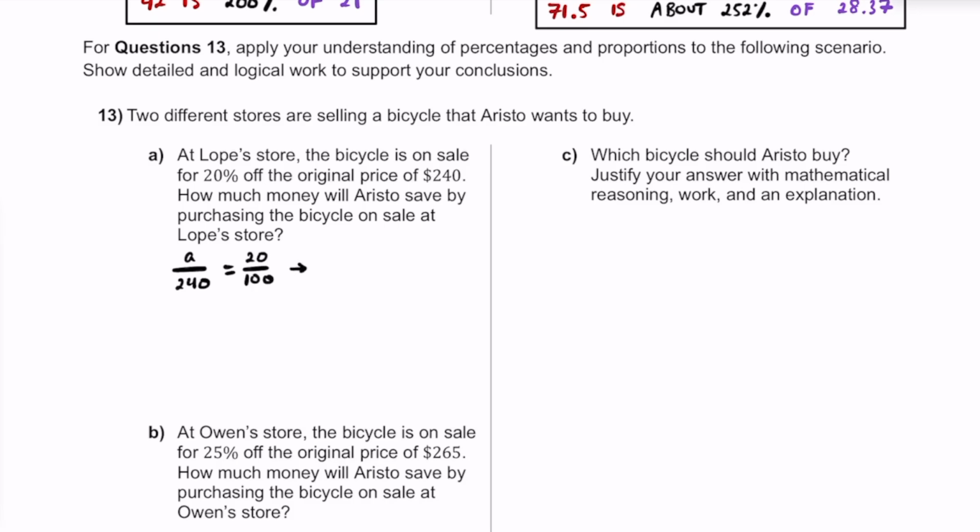So if we go ahead and simplify this, we can say that A to 240 would be equal to, and if you simplify 20 to 100, that's really a 1 to 5 ratio, right? You get to save 1/5 of the price with this 20% discount. Now, 5 times what is 240? If you want to think about how many times that would go in, it goes in quite nicely here, right?